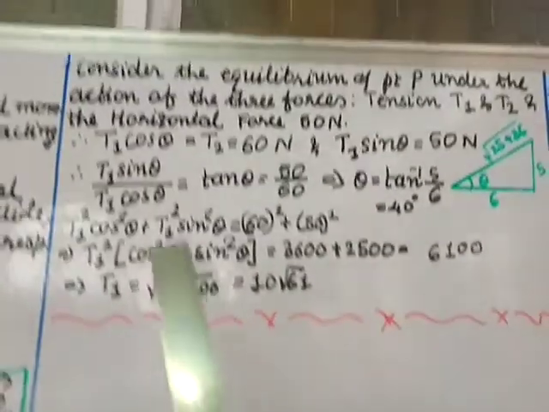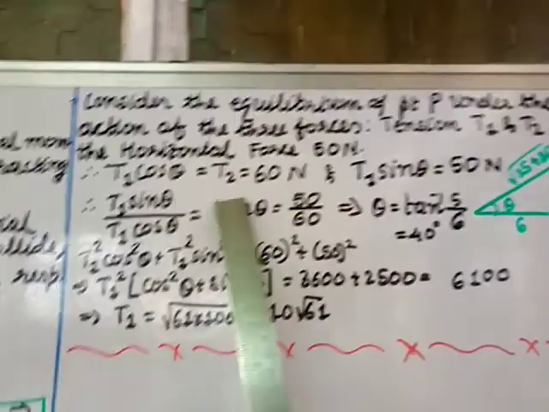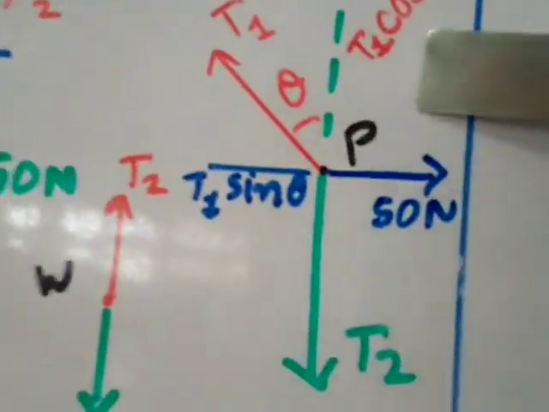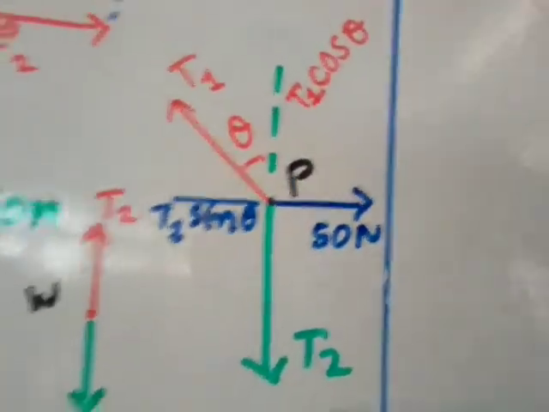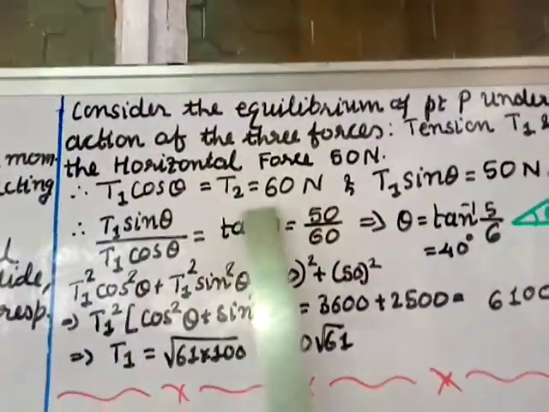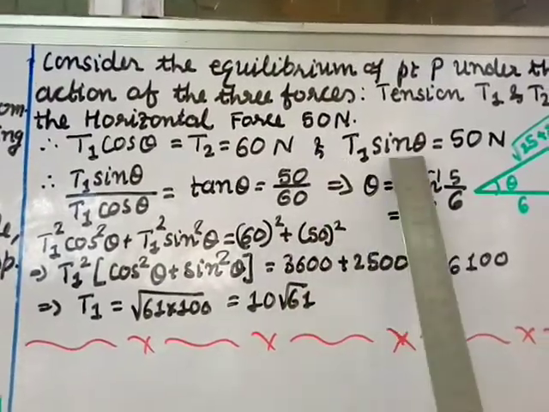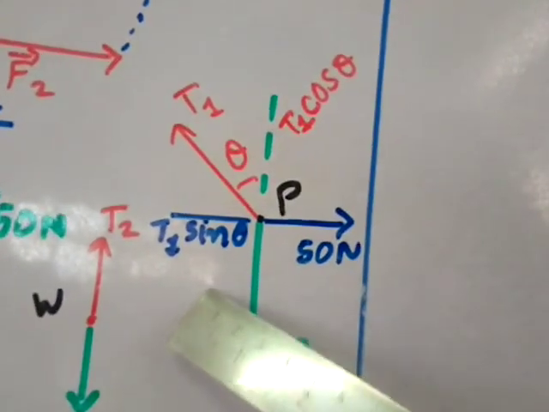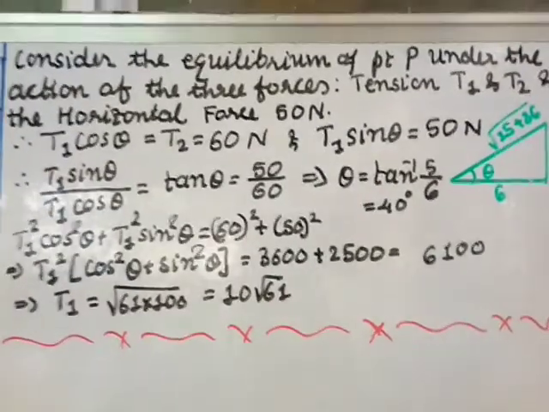So I have written here T1 cos theta is equal to T2. From the figure you can see T1 cos theta equal to T2, and the T2 value we found here is 60 Newton. So I am writing here T1 cos theta equal to T2 equal to 60 Newton and T1 sin theta equal to 50 Newton, because they are also balancing each other. We can write this because they are in equilibrium.